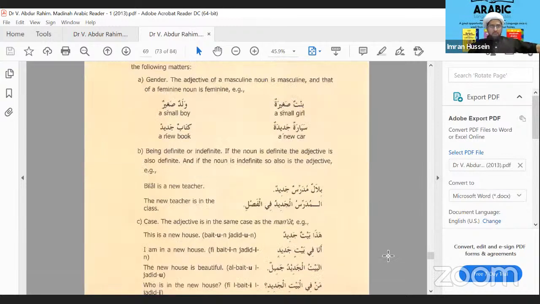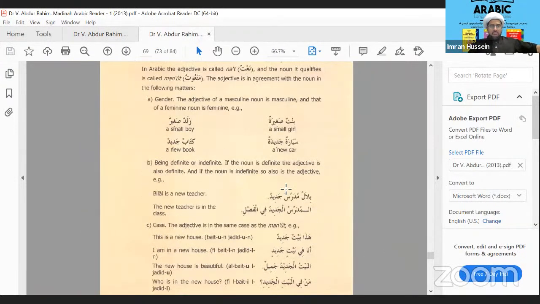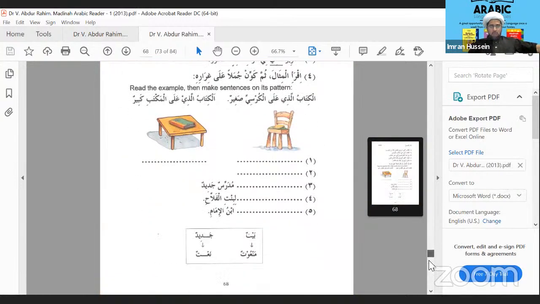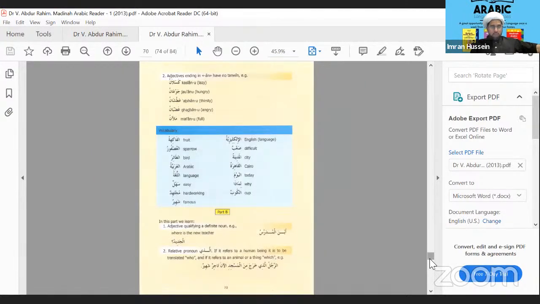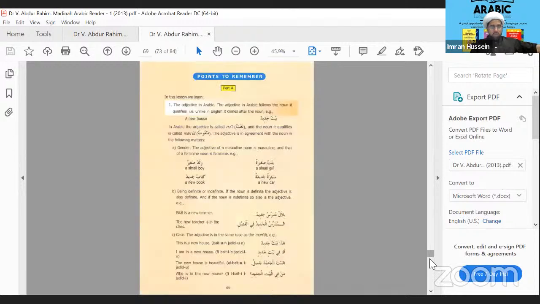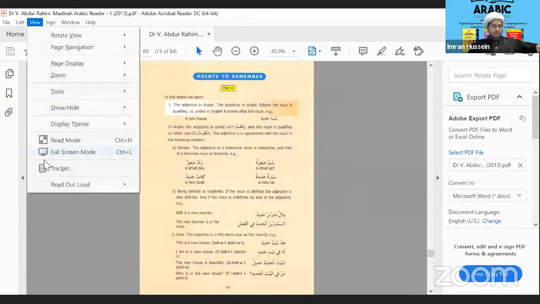So first of all, Sister Sakina, just read this. Allah hawla. 1 second, let me find it again. Go ahead, read this, points to remember. Let me make it bigger.